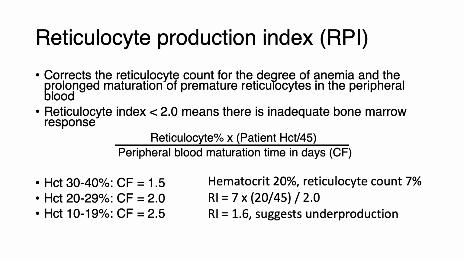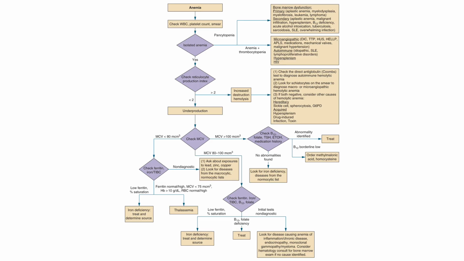But when you plug this into your reticulocyte production index formula, you actually end up with an index of 1.6, which is less than 2, which actually suggests that there's an inadequate bone marrow response. So don't be fooled by a high reticulocyte count. You do need to correct for the maturation time and the hematocrit to make sure that it's an adequate response. And you don't need to memorize this formula. You can pull it up on any med calculator app.